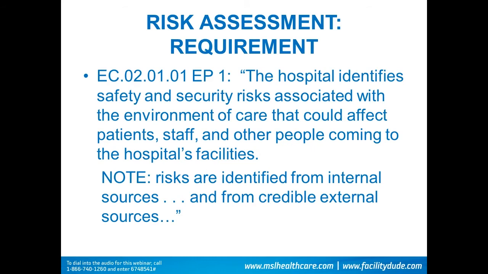So in EC.02.01.01 EP1, we have a requirement for risk assessment. And it's on your slide here. The hospital identifies safety and security risks associated with the environment of care that could affect patients, staff, and other people coming to the organization's facilities. And then there's a note along with that. And this is an abbreviated version of that note on your slide that says risks are identified from internal sources and from credible external sources. So it puts a little bit of framework and sets some pretty wide boundaries on where you get the information for risk assessment.